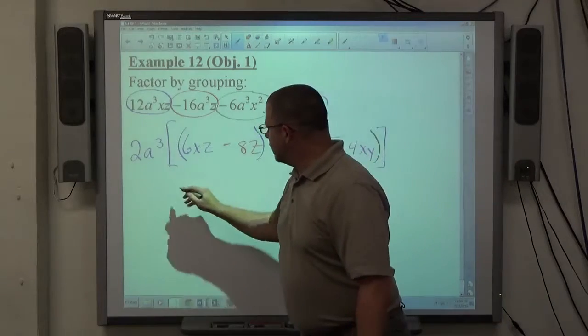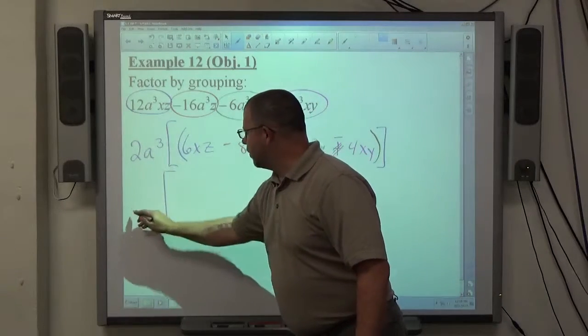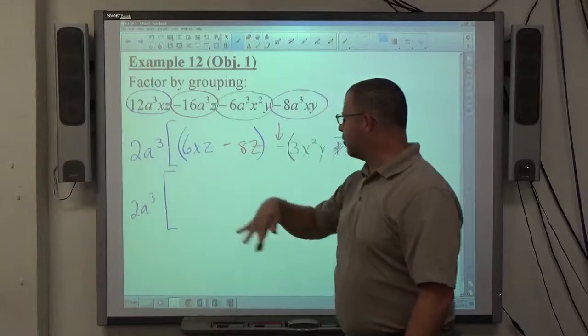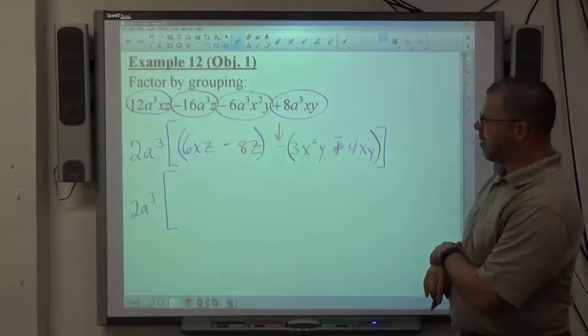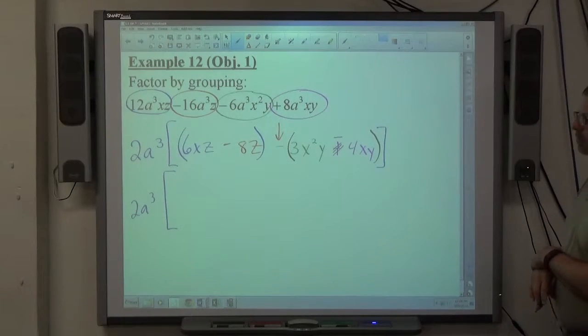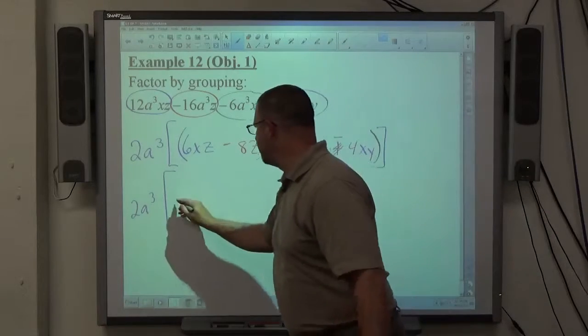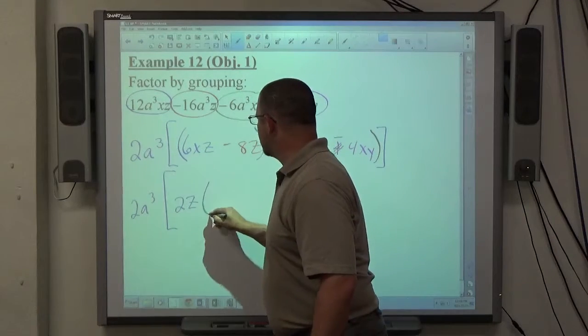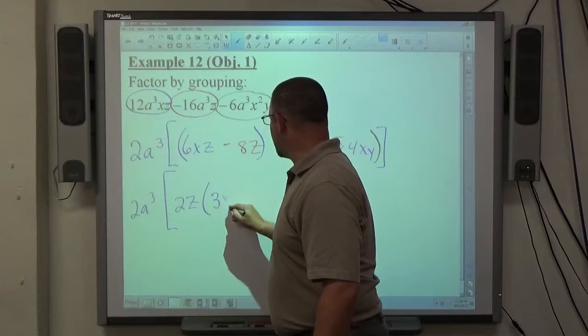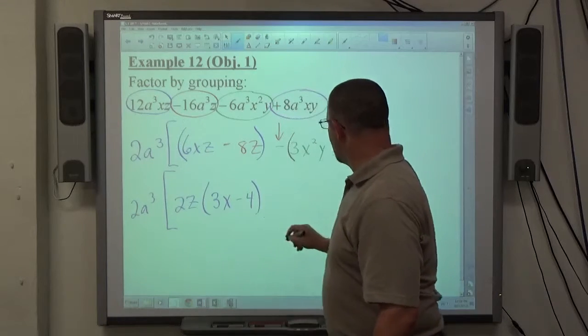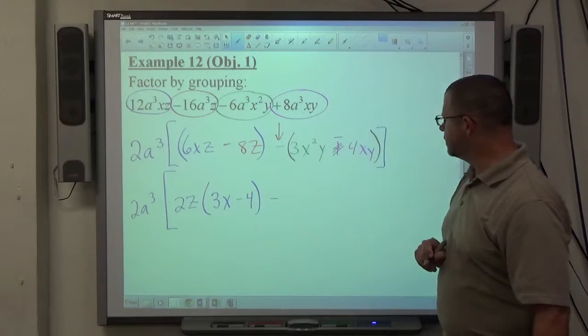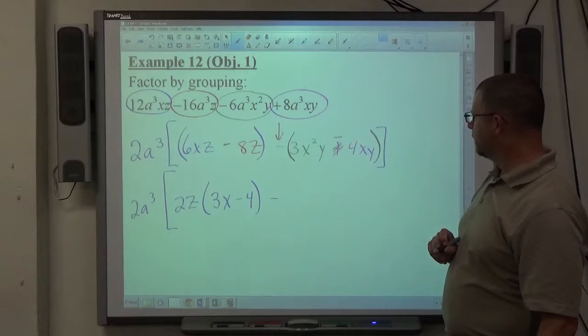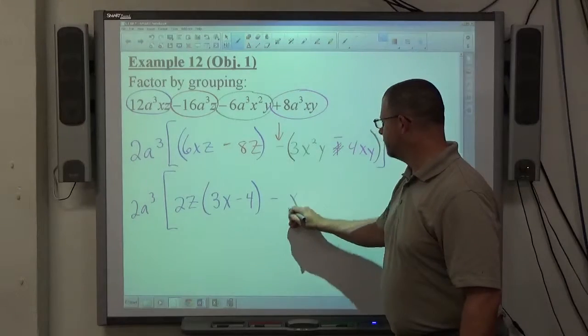So at this point, looking within the group here, I'm going to just move the 2a cubed down, just keep moving that down because it's part of the answer. The first group, what's the common factor? 2z. So take 2z out of that group, and I'm going to be left with 3x minus 4. The second group, the common factor is? X. Anything else? Y, xy.